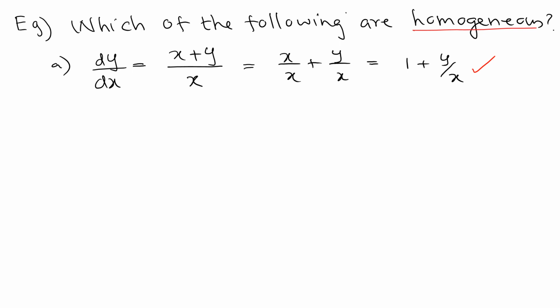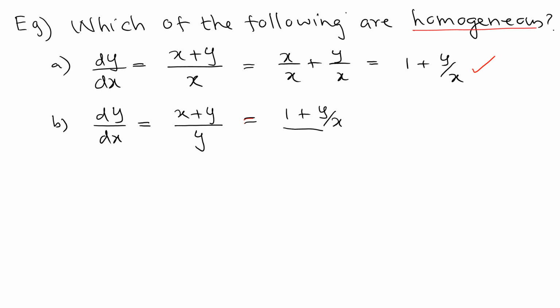Let's look at the next one. We have x plus y over y now. Again we can divide the top and bottom by x. When you do that, you're going to get 1, and this one is going to be y over x, and the bottom is also going to be y over x. We divided the top and bottom by x, and now you can see it is clearly a function of y over x. We have y over x, no other terms. So yes.